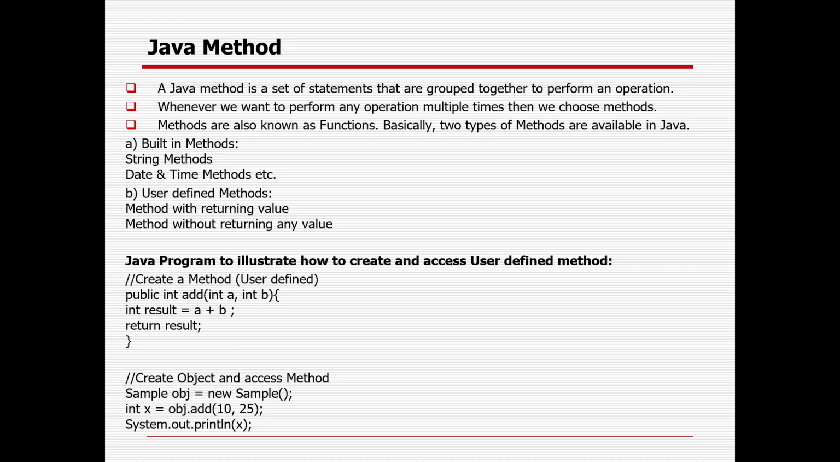A Java method is a set of statements that are grouped together to perform an operation. Whenever a user wants to perform any operation multiple times, we will create the method. A method is sometimes called a reusable component in the framework. But in Java, methods are sometimes called functions. Basically, in Java, there are two categories of methods available. One is the built-in method. String methods you have already seen, right?